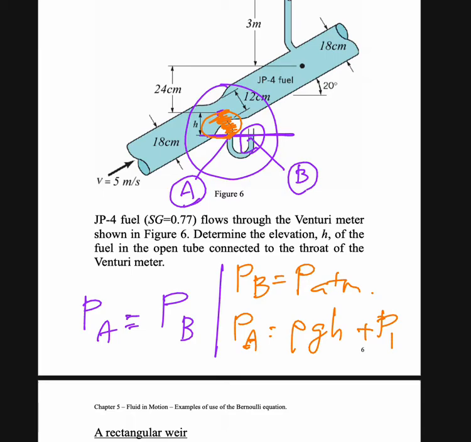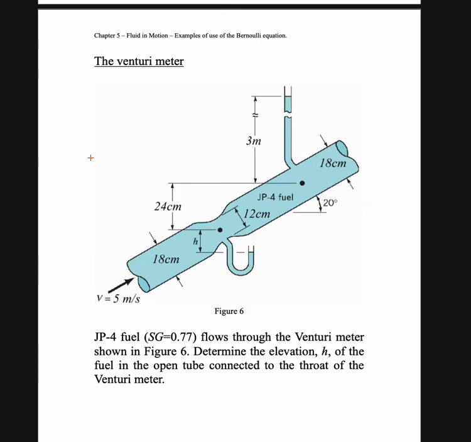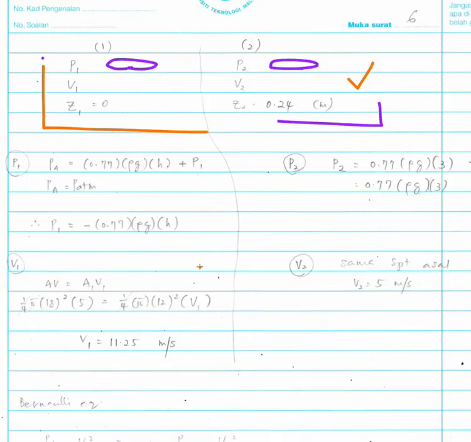And then we could calculate the pressure at point number 2. This is quite straightforward. We have a point here, so we could calculate with rho g h, 3 meters here, plus the atmospheric pressure that pushes the surface. We could assume that PATM is equal to 0 in this situation. So this is the calculation, and then we get that P1 is negative 0.77 rho g h, and P2 is equal to 0.77 rho g, 3 meters.